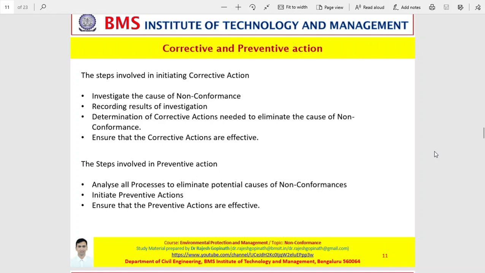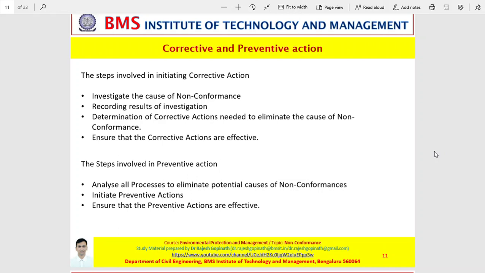The steps involved in preventive action. Now, as I told you, corrective action will give you immediate relief. Let us say there is a tap which is leaking. So, you fix the tap. You repair the tap. That is corrective action. While preventive action is to ensure that you use a better model of tap. Let us say you buy a tap which works on a sensor. So there is no chance of any employee or worker leaving the tap open or the tap leaking. Now let us move on to the steps involved in preventive action.